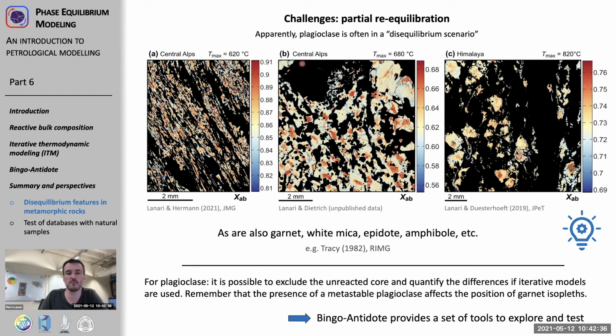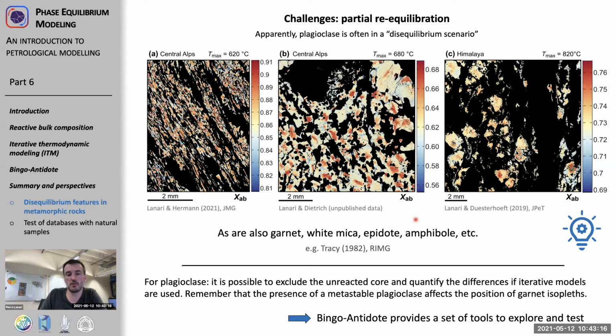This is a second example from the Central Alps. Tmax is a bit higher, 680 degrees. You can see from this image that about 30% of the plagioclase is not reequilibrated at the maximum condition. This is an extreme case with a granulite from the Himalaya. The Tmax is 820 degrees. In this case, we conclude that 100% of the plagioclase was not reequilibrated at the peak conditions. And this would affect the isoplates of the other phases. For example, if you do not fractionate plagioclase, you might affect the isoplates of garnet, as I demonstrated in the Monte Carlo simulation.